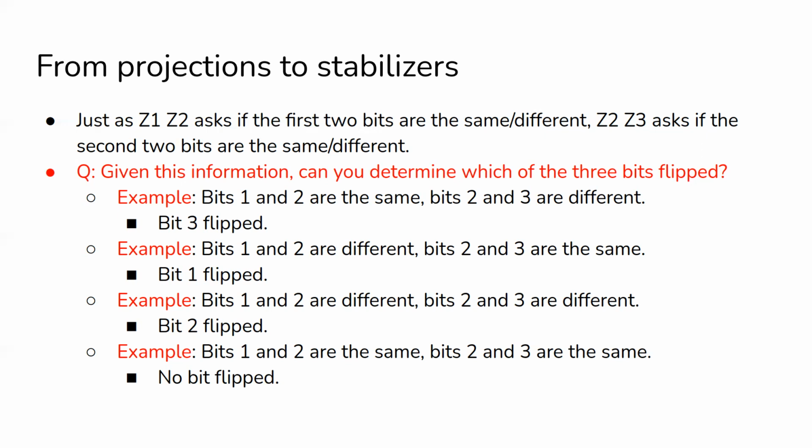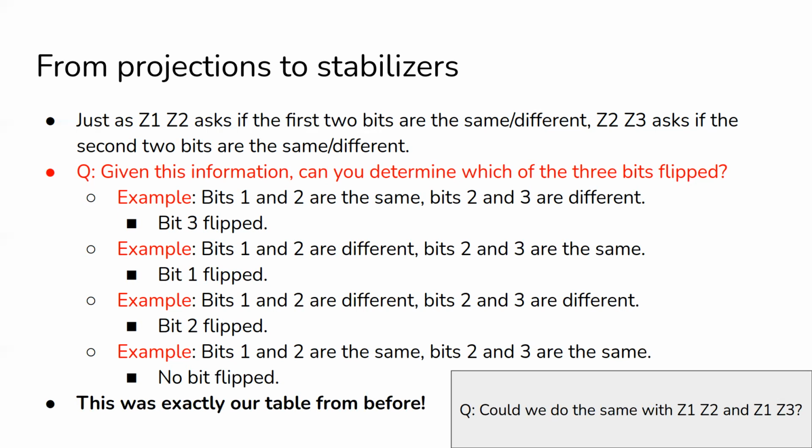So let's formalize this a little bit. First note that this is exactly our table from before. It's not in a table, but remember we had this table where we were saying, okay, no bit flipped, the first bit flipped, the second bit flipped, or the third bit flipped. And now we have a different way of expressing the same information, and there's a one-to-one mapping. So now the idea is, let's forget about these projections. Let's measure these stabilizers, Z1 Z2 and Z2 Z3, that'll tell us the same information. Then from that information, we know what error occurred, and then we can correct for it.